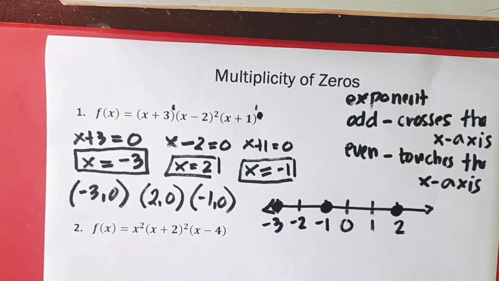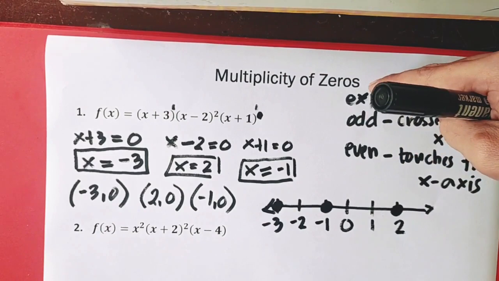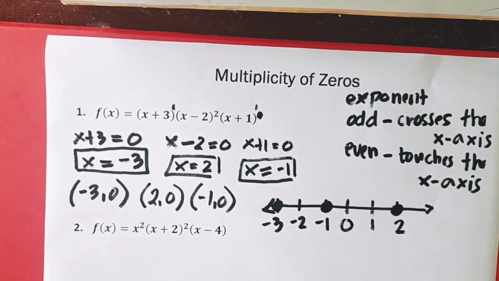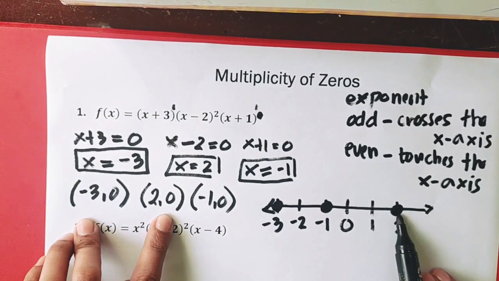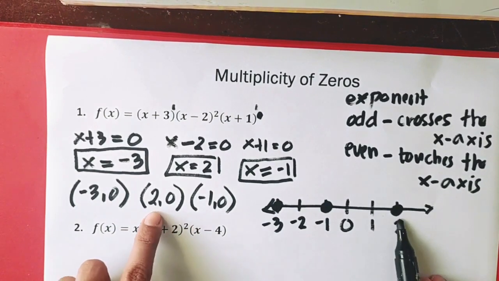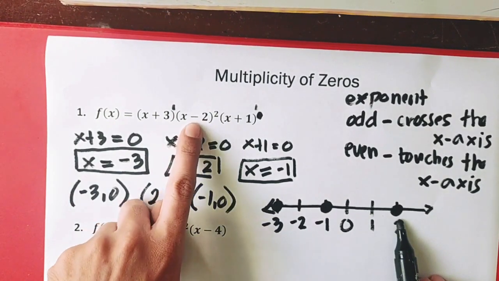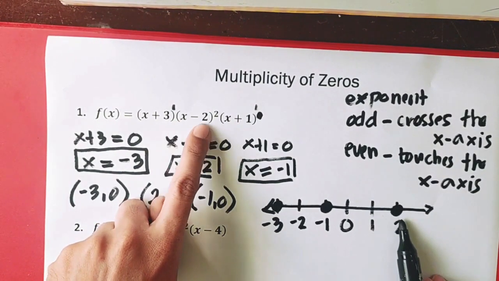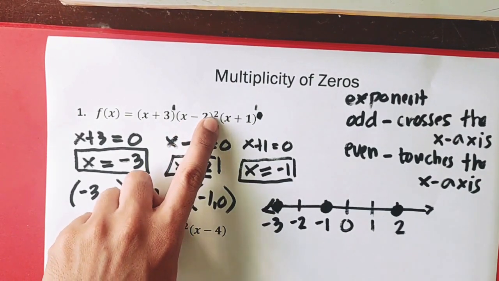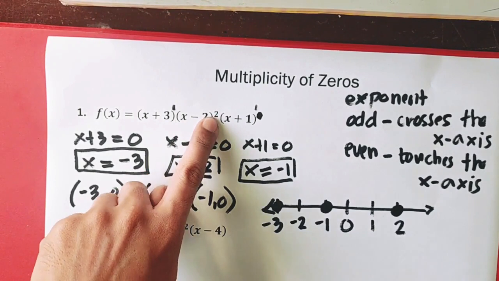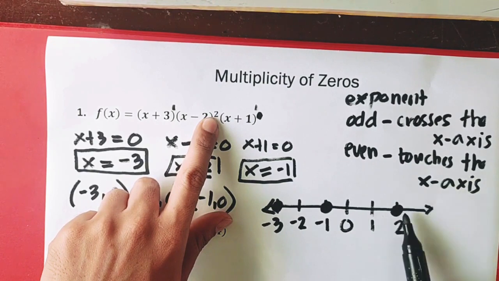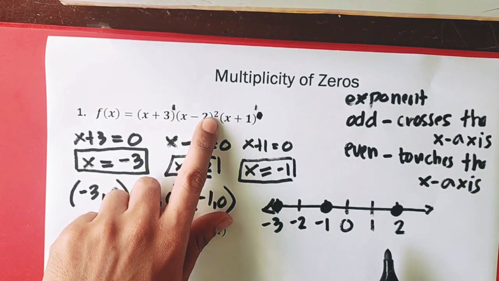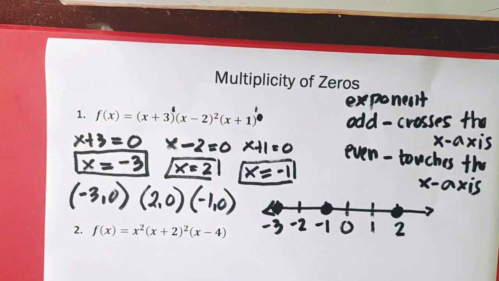Now, look at the exponent. This is where multiplicity of zeros will enter. Okay, let's start first to the right because we're going to draw it from the right to the left. So 2, 0 comes from this one. What is the exponent of x minus 2? That's 2. That's even, right? So, even, it touches the x-axis. Okay? So here, let's go back to here.